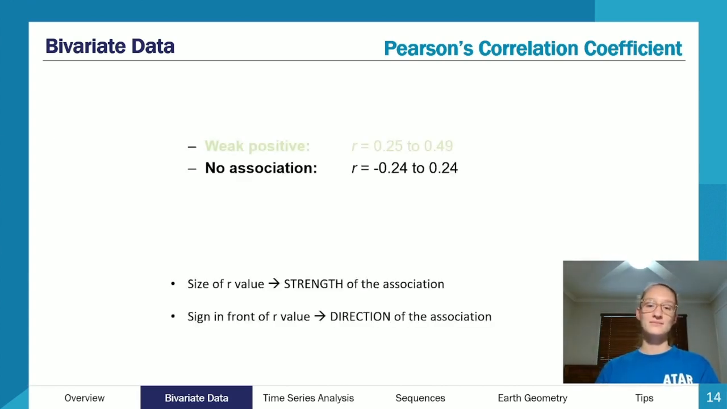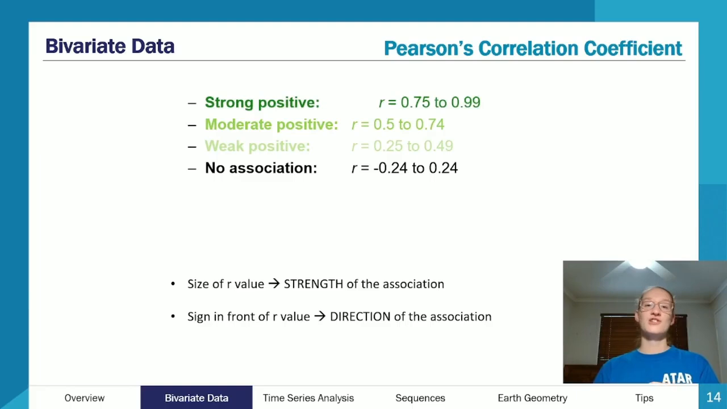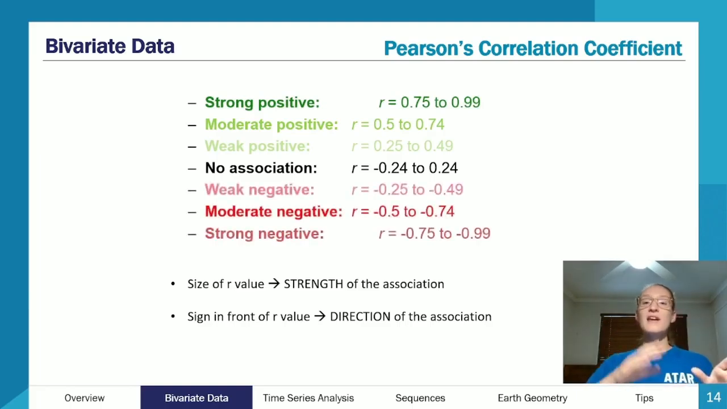So Pearson's correlation coefficient is a number between -1 and 1. We talked about before how the sign before it indicates whether it's positive or negative, which is again our direction. So is it a positive or is it a negative? Our negative R values are between 0 and -1, and our positive R values are between 0 and +1, the opposite. And then the size of the R value again tells us about the strength of the association.